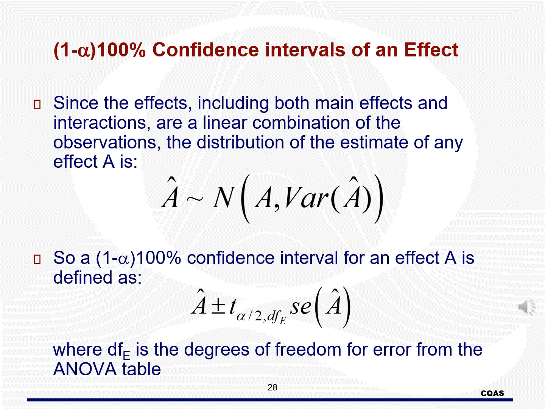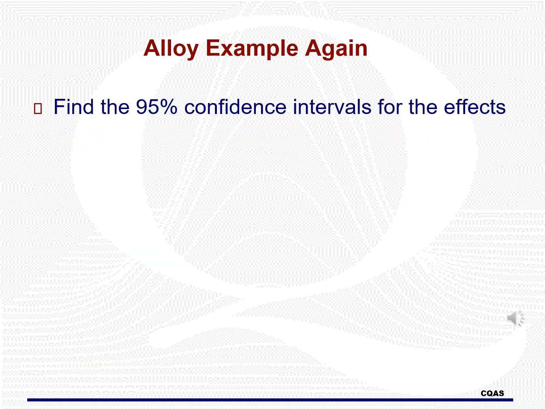If we let the true effect for a factor be denoted by beta, the distribution of the estimate of that effect follows a normal distribution. Therefore, we can create (1 minus alpha) times 100% confidence intervals using a t distribution with the parameter being the degrees of freedom for error. Let's find the 95% confidence intervals for the effects.